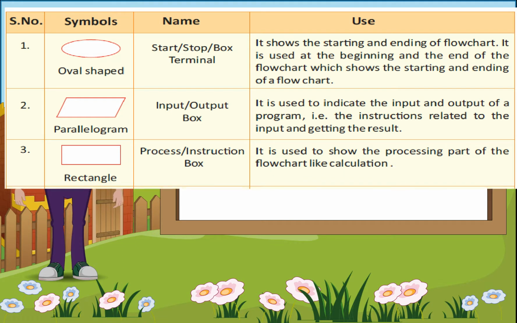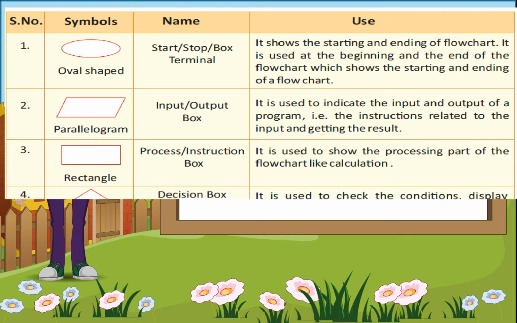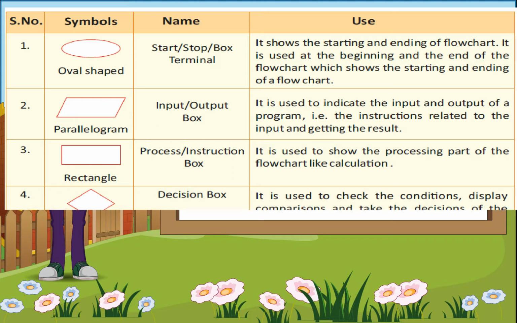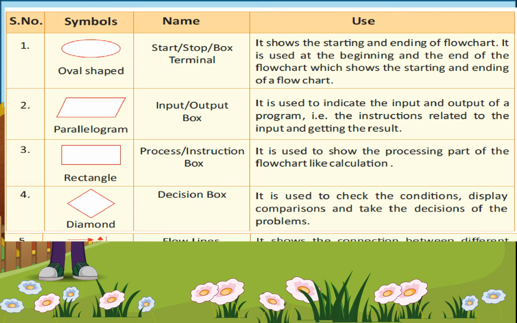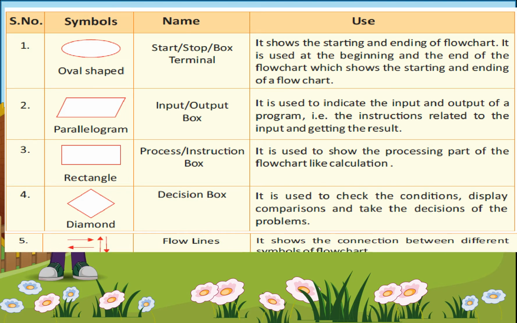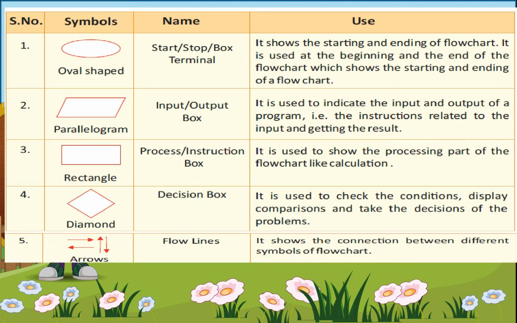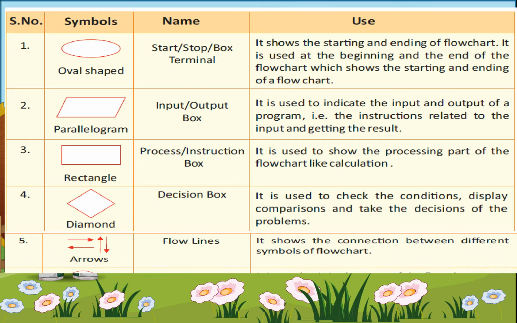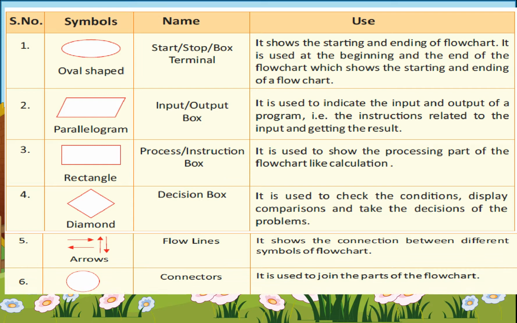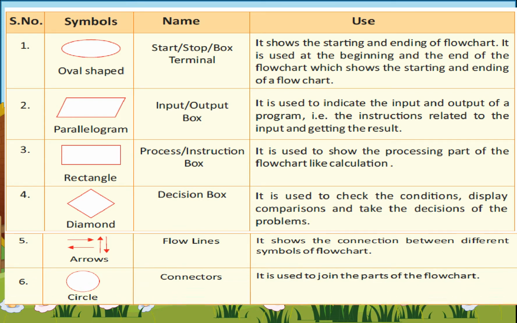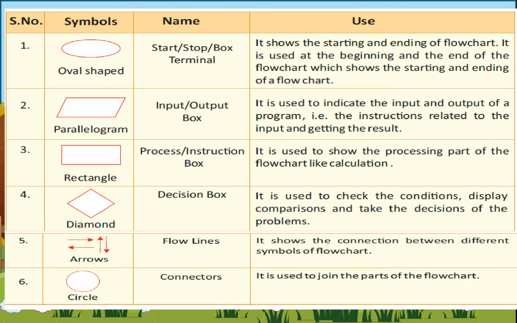Rectangle: process instruction box. It is used to show the processing part of the flowchart, like calculations. Diamond: decision box. It is used to check the conditions, make comparisons, and take decisions in the problem. Arrows: flow lines. They show the connection between different symbols of a flowchart. Circles: connectors. They are used to join the parts of the flowchart.